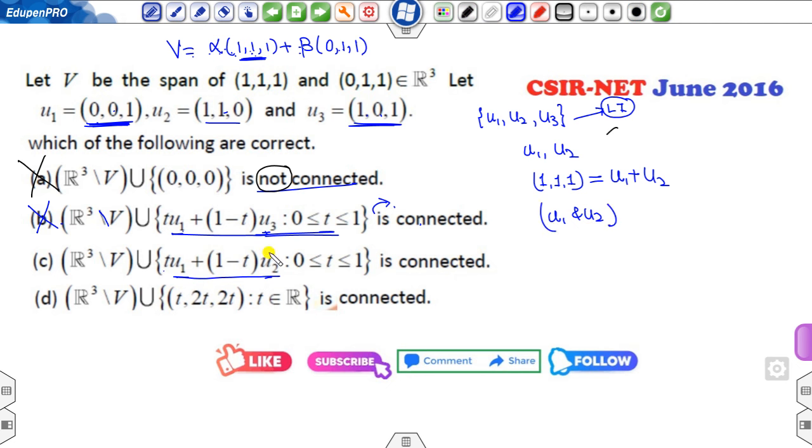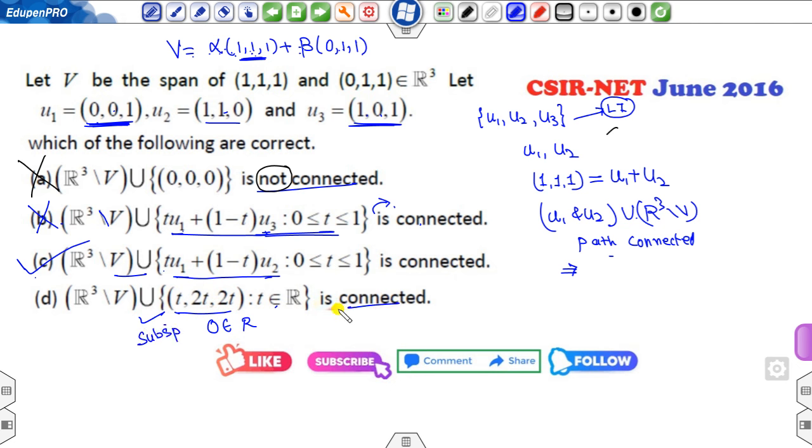If you take the union with respect to R cube minus V, you find this is path connected. Once this is path connected, it is a subspace. So yes, it's path connected. Is this also part of the connected set? 1, 2, 2. Yes, because 0 is also part of this for all real numbers. It's a subspace, so yes, it's a connected set. This is also the right answer. C and D are my correct answers. So basically, you have to think about whether it's a subspace or not.